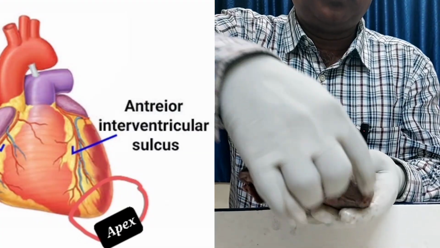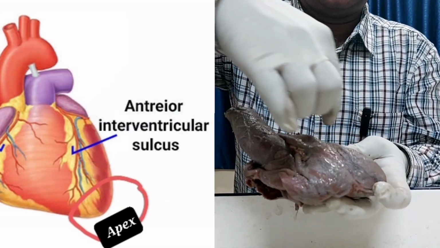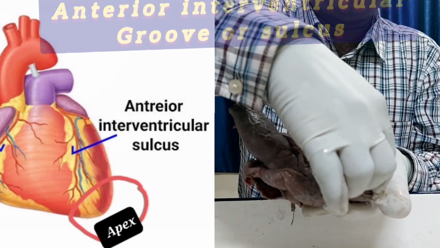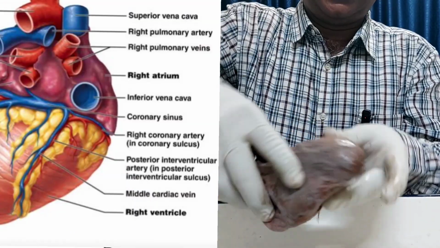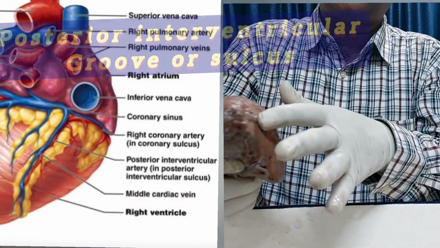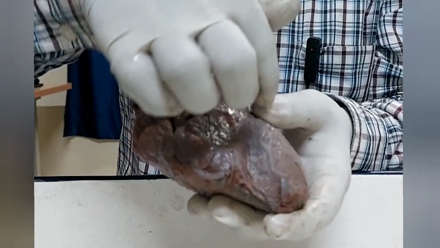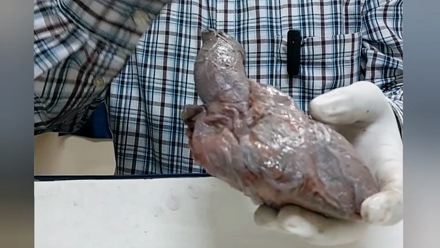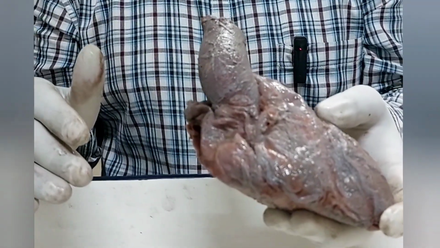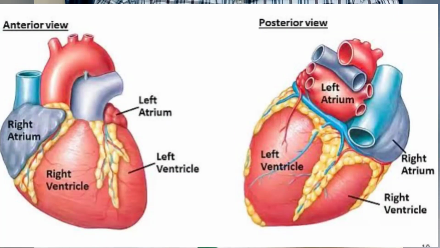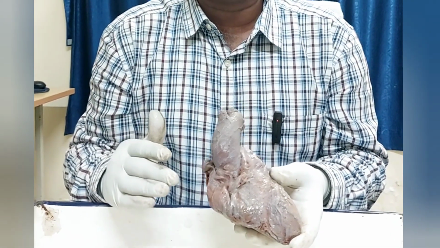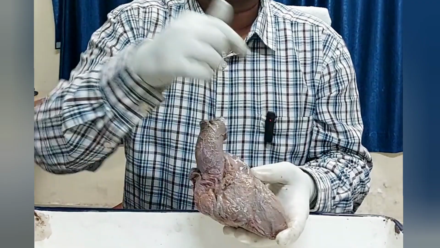And another groove between the right ventricle and left ventricle is called the interventricular groove. One anterior and one inferior or posterior. Along this groove, if you see the inside, there will be the interventricular septum. So the anterior and posterior interventricular grooves will be along the line of attachment of the interventricular septum.